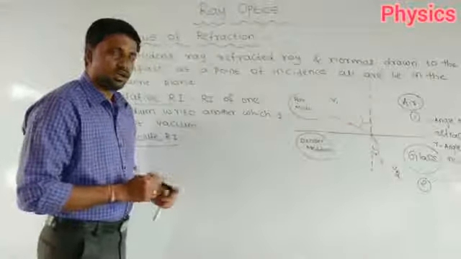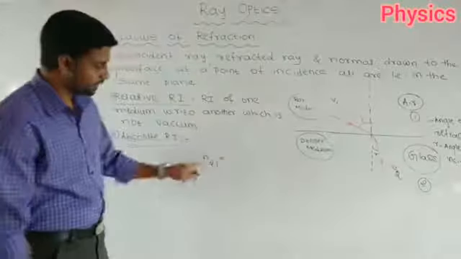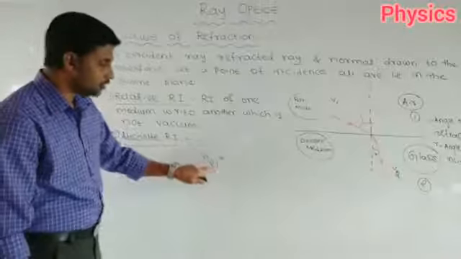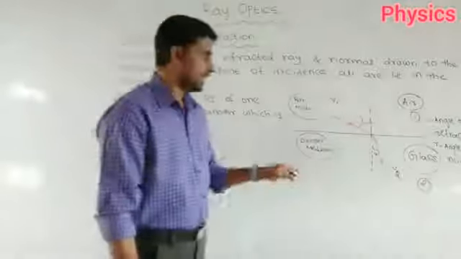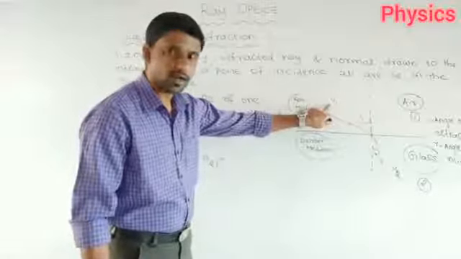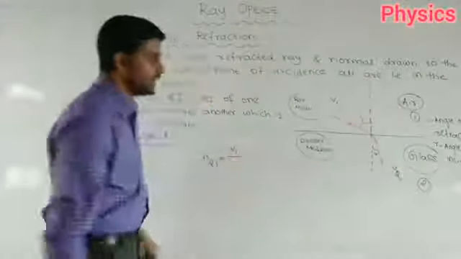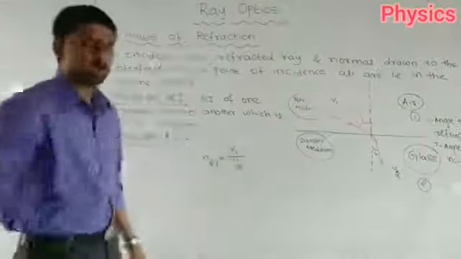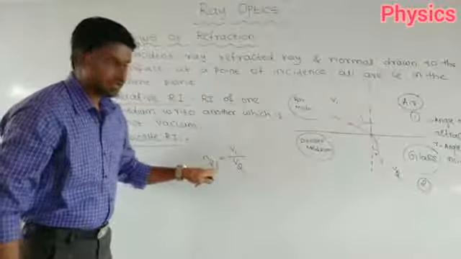Now, I am going to find the refractive index of second medium with respect to the first medium. To find it, I have to take the ratio of speed of light in first medium to the speed of light in second medium. Speed of light in first medium is V1 divided by speed of light in second medium, V2. So like that also we can find the refractive index of second medium with respect to the first medium.